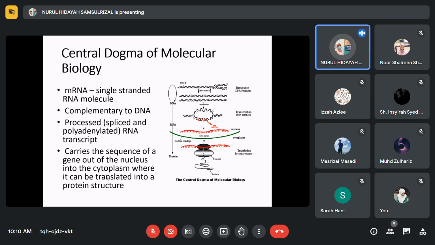So, in the central dogma, we know that the mRNA is a single-stranded RNA molecule. DNA is the complementary, so we need to have a double strand. Then we have a process which we call splicing of RNA during transcription, and it carries the sequence of the genes out of the nucleus into the cytoplasm where it can be translated into a protein. So after they generate the pre-mRNA, it will be brought out of the nucleus into the cytoplasm and translated into proteins by the ribosomes.